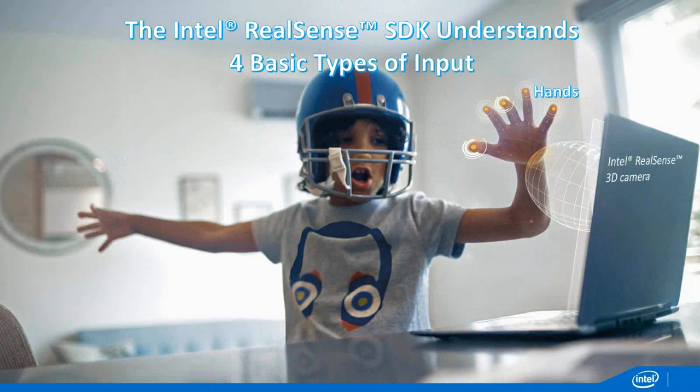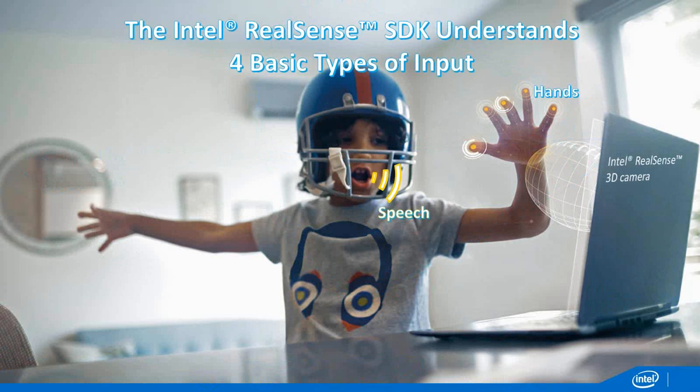So the Intel RealSense SDK understands four basic types of inputs. The first one is the hands. We're talking about 22 points on the hand, including joints. We're talking about gestures, whether static gestures or dynamic gestures. Two hands and more than that, multiple hands. It can understand whether it's your right or left hand, and so forth.